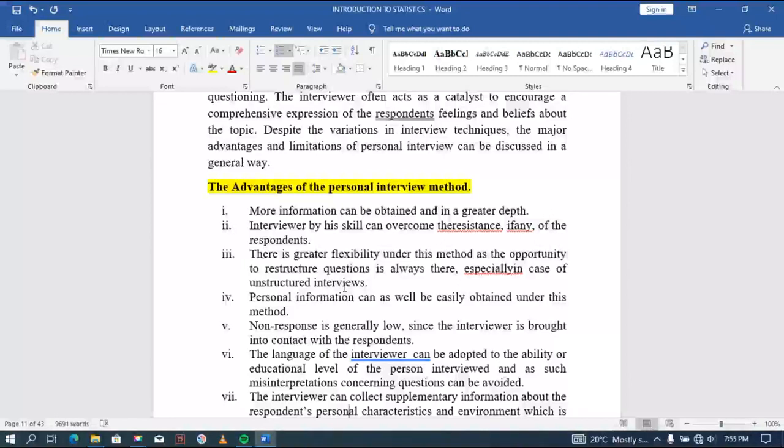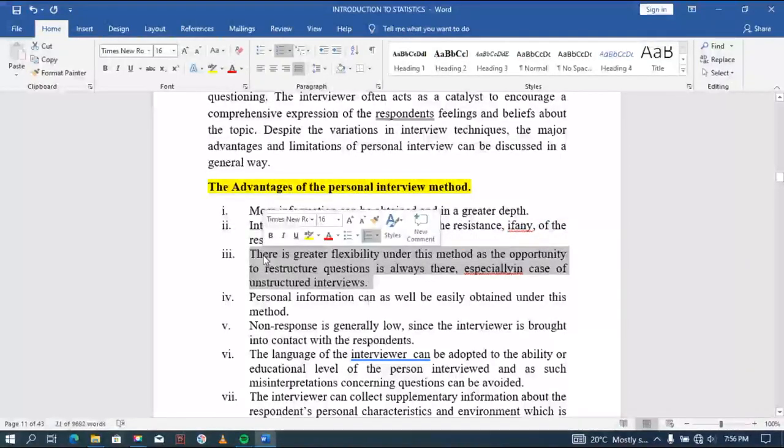Two, the interviewer by his skill can overcome resistance. The interviewer can use his skill to get a response to each and every question asked to the respondent, meaning that the level of resistance is minimized or overcome based on the skills of the interviewer. Then three, there is greater flexibility under this method, as the opportunity to restructure questions is also there, especially in the case of unstructured interviews.